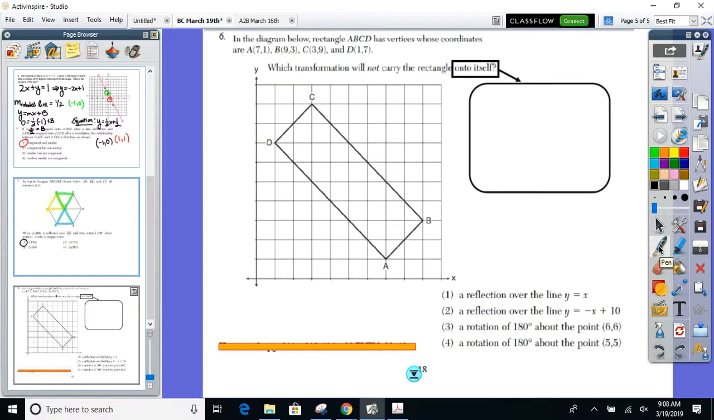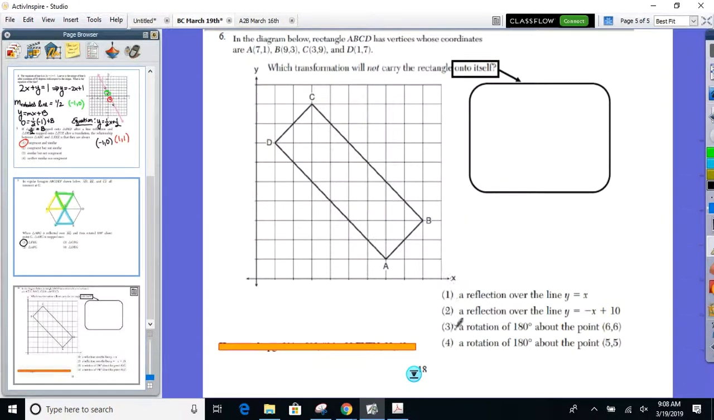Last one, digging deep. Another one of these carry it onto itself problems. All right. So here's what I'm looking for. I have this rectangle. I have three choices. Which one will not produce this same rectangle? Here we go. A reflection over the line y equals x. Good review for tomorrow. What do I do with my coordinates for y equals x?